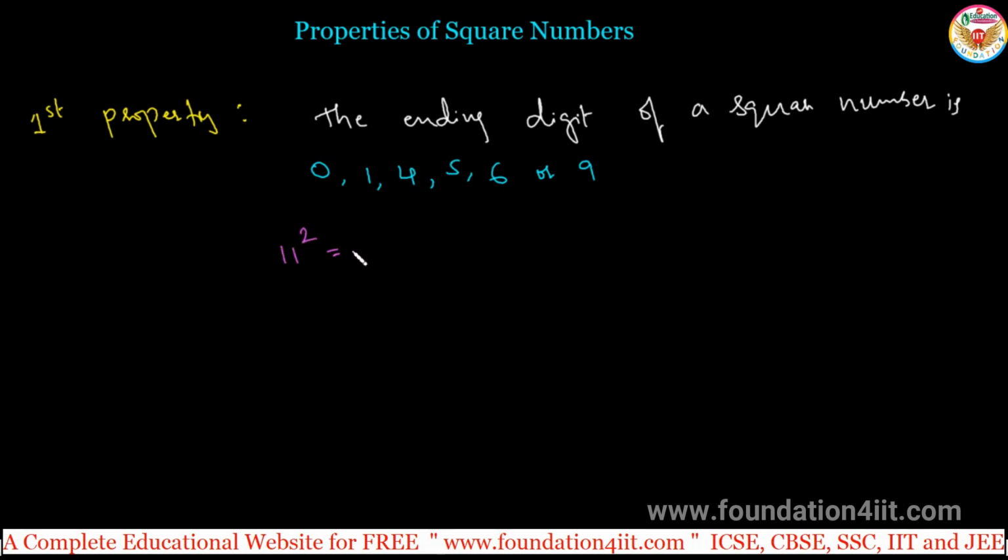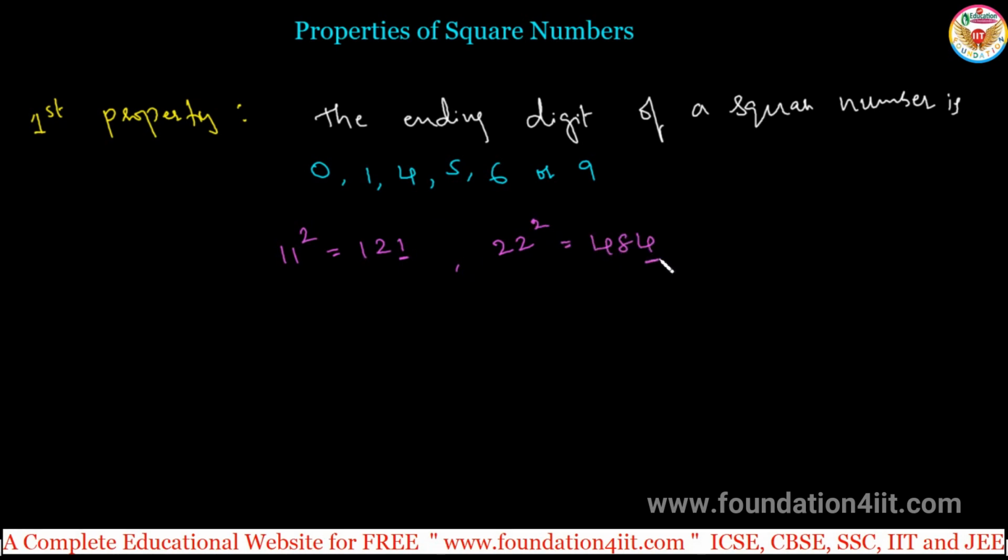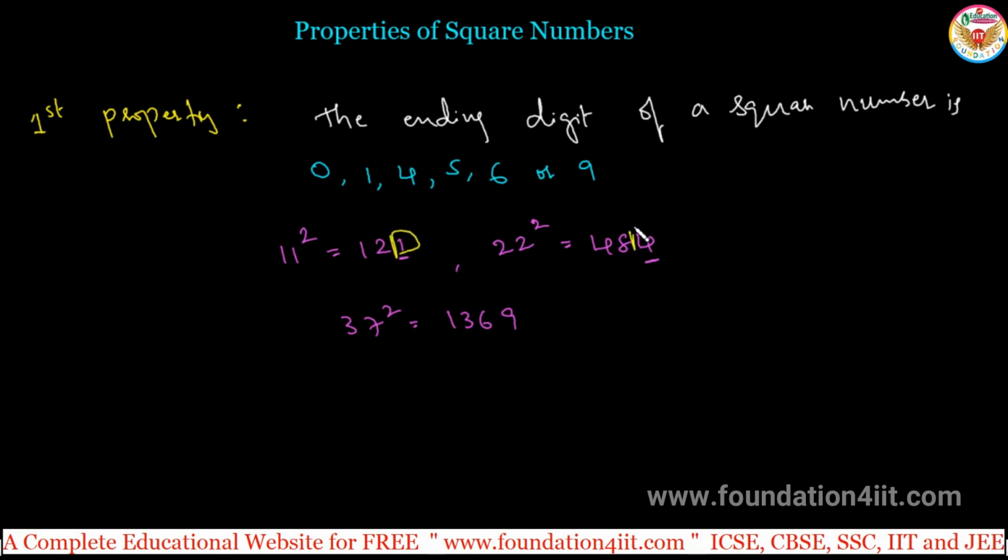11 is the number, 11 square is 121. So 1 is here. Not only this, you can take 22 square. 22 into 22 is 484. Units place is 4. 37 square is 1369. If you notice this, the units place must be among these numbers only. The square of any number ends only in one of these 6 digits: 0, 1, 4, 5, 6, 9. Apart from this, you'll never get anything. Okay, that is the first property.